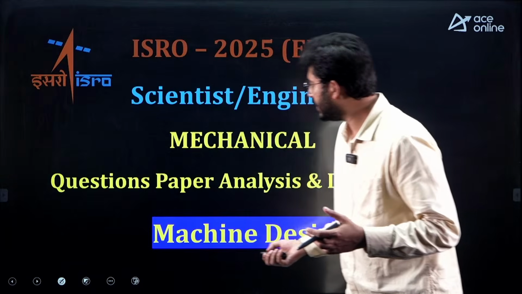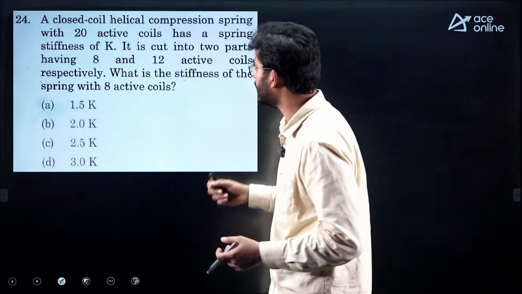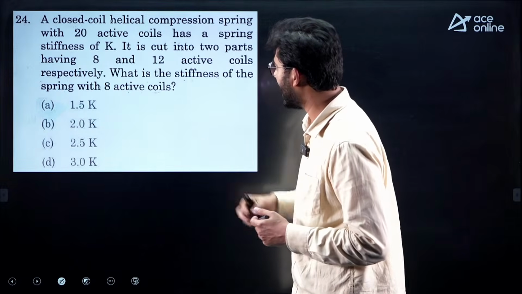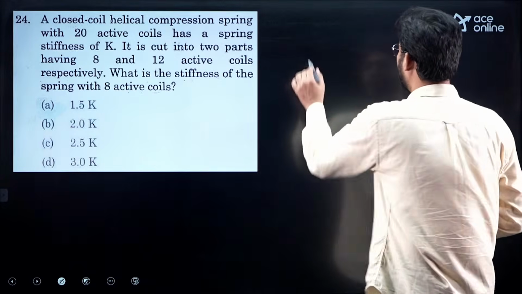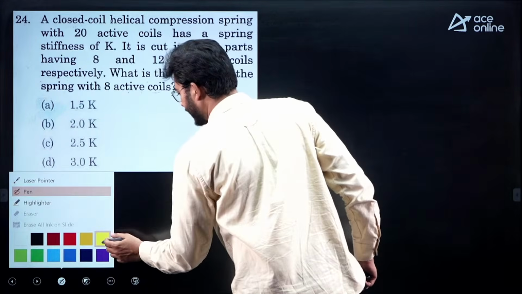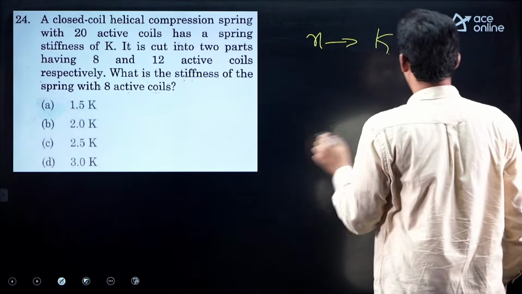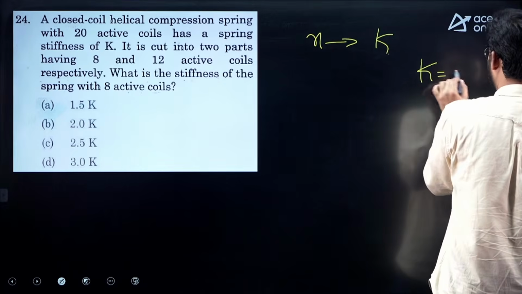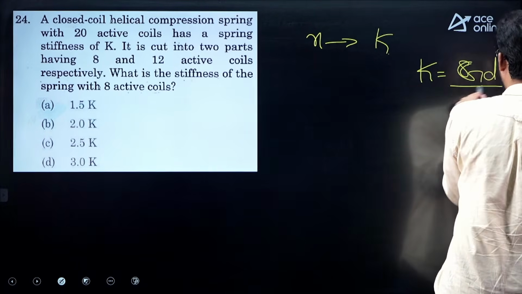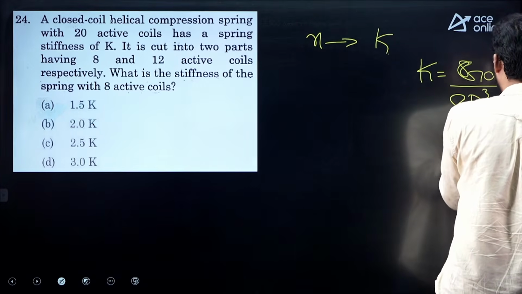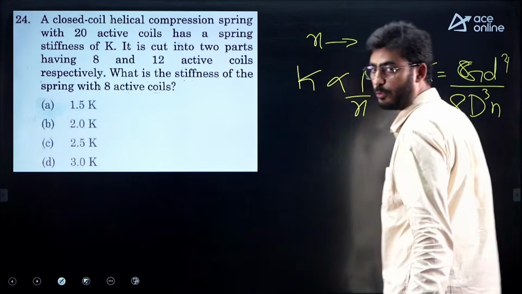Dear students, let's see the questions from another topic called machine design. So here is the first question. A closed coil helical compression spring has 20 active coils and has spring stiffness of K. So with 20 turns, it is having a stiffness of K. Okay, so here we know the formula of stiffness, that is Gd^4 divided by 8D^3 into n. So from here we understand that K is inversely proportional to n.